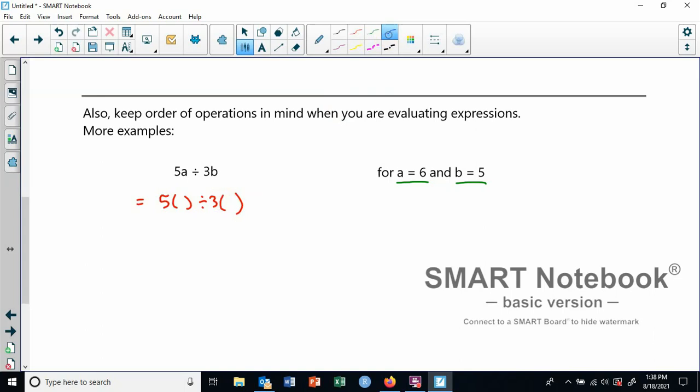Well, I strongly suggest that you don't just write the number there, because I've had so many students think this is 56 or something like that. Whenever you're plugging in for a variable, I strongly suggest that you put parentheses, write it out exactly as you see it, 5 blank divided by 3 blank, put parentheses for those blanks, then plug them in. A is 6, so let's put a 6 here. B is 5, so let's put a 5 here, and then it's just order of operations.